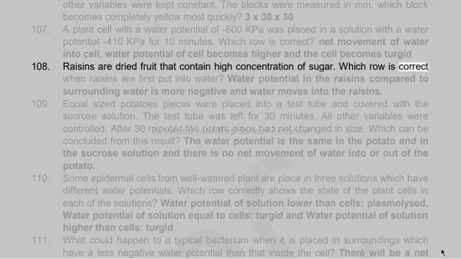108. Raisins are dried fruit that contain a high concentration of sugar. Which row is correct when raisins are first put into water? Water potential in the raisins compared to surrounding water is more negative and water moves into the raisins.